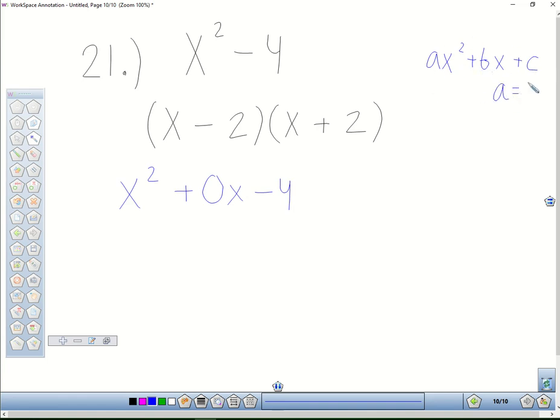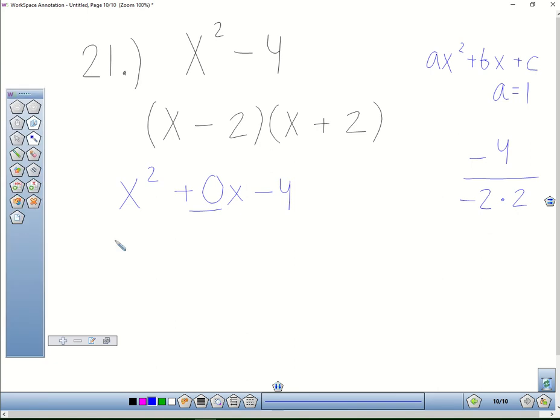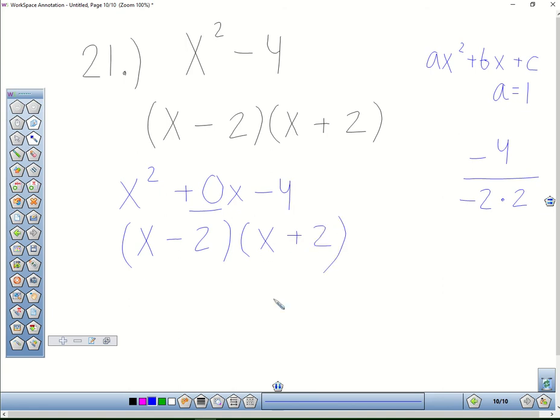My a term is 1. I can use this method by finding the factors of -4 that add up to 0. Factors of -4 that add up to 0 are -2 times 2, right? Those add up to 0. Those are my two factors. So that's just another way of looking at what we did. So you can always do it that way too.